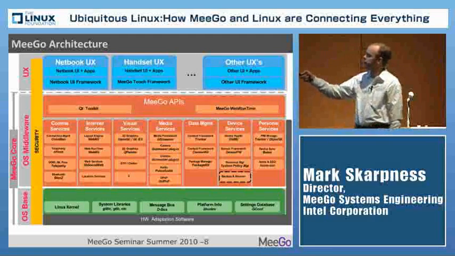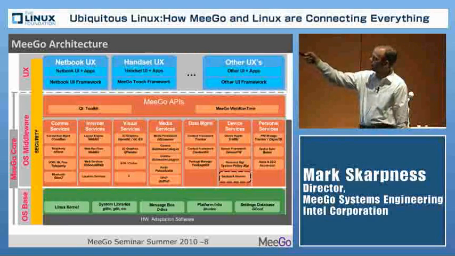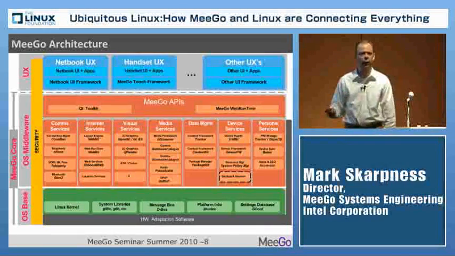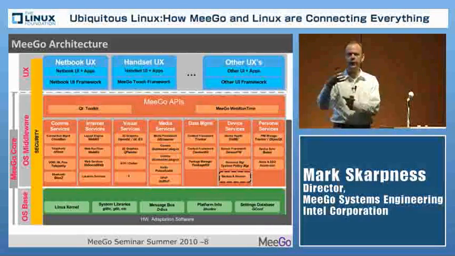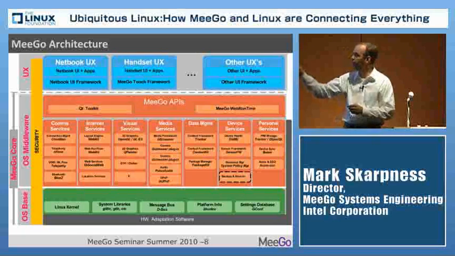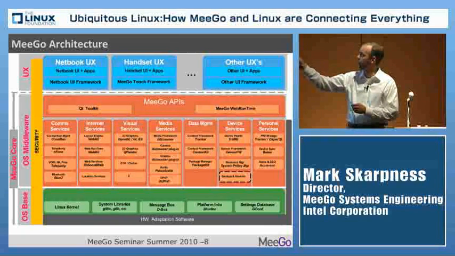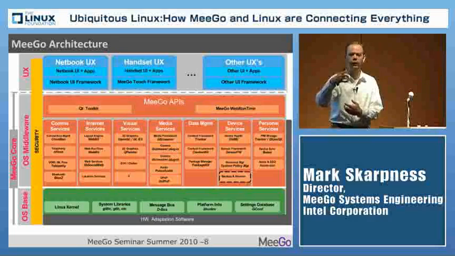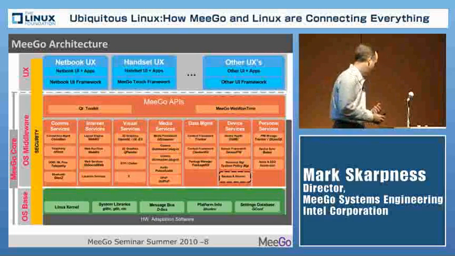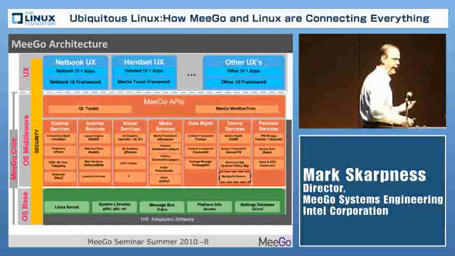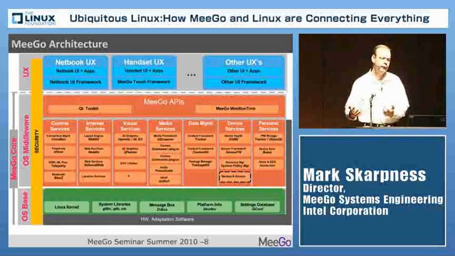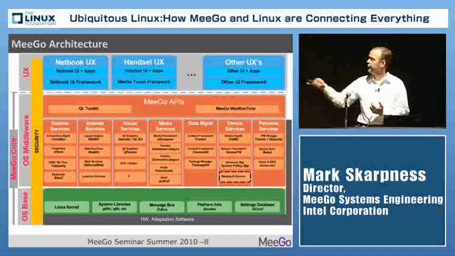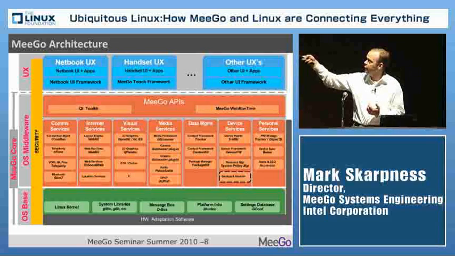And then last comment on this slide is, as I mentioned in compliance, for each of the verticals, there can be some specific UI frameworks that are unique to that vertical. So for example, Netbook has a specific UI framework. Handset uses the MeeGo Touch framework. Those are additional components that are layered on top of the core, but they are required for MeeGo compliance for that device category. So if you're building a MeeGo handset, you would need to include the MeeGo Touch framework.